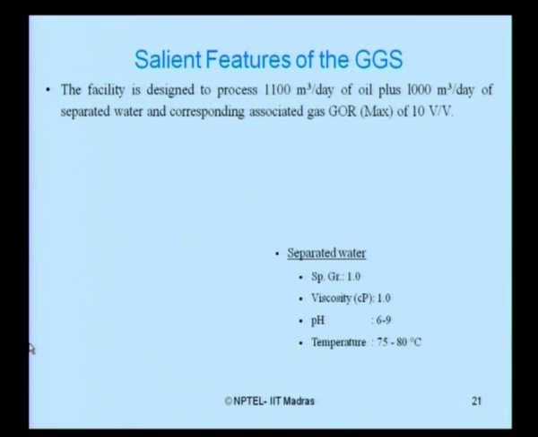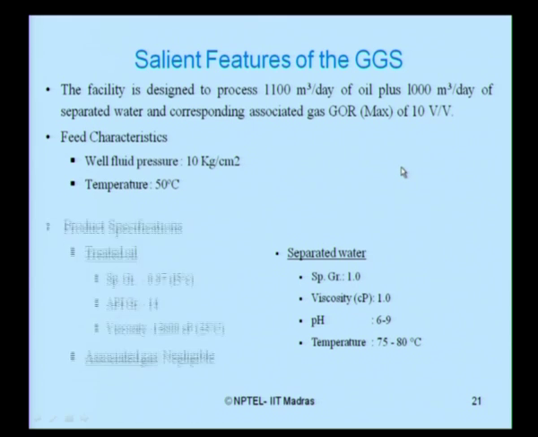There are some salient features of the GGS, let us quickly go through them. The facility is designed to process 1100 cubic meters a day of oil. In addition to that, 1000 cubic meters a day of separated water and the corresponding associated gas, which we call GOR, to a maximum of 10 v/v. Now, the feed characteristics of this plant are the following. The fluid pressure is about 10 kg per centimeter square and the operating temperature is about 50 degrees Celsius.